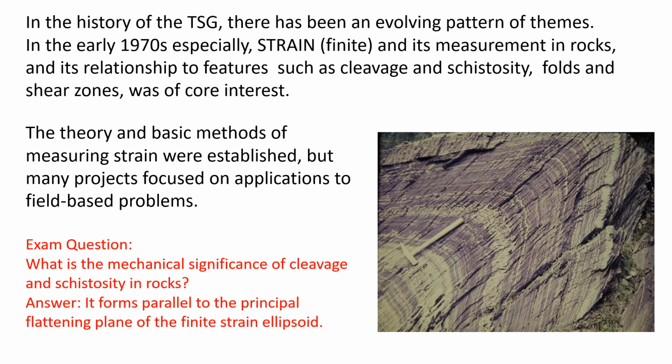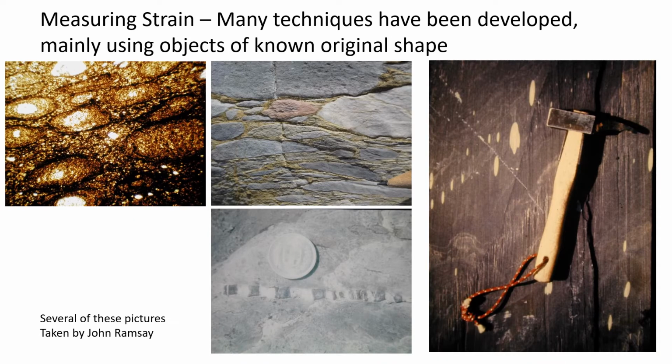Cleavage was recognized as forming parallel to the principal flattening plane of the finite strain ellipsoid, and therefore through its orientation and its intensity it mapped out strain trajectories from local to regional scales. Techniques were focused around recognizing and measuring objects of known original shape such as ooids and deformed conglomerates, stretched belemnites and reduction spots in slates illustrated here, and evidently flattened in the plane of the cleavage.